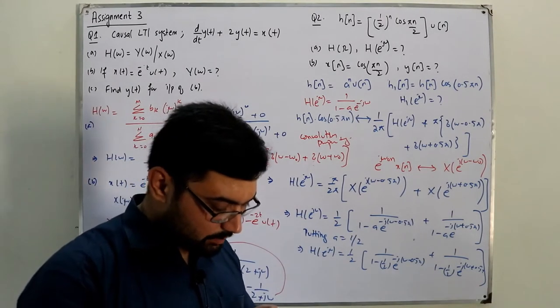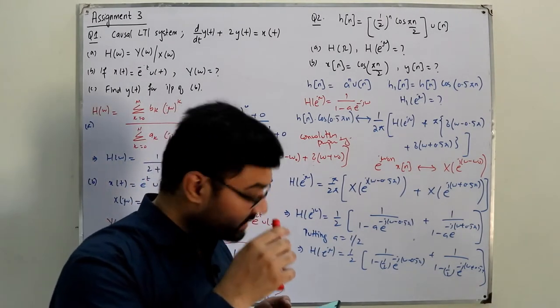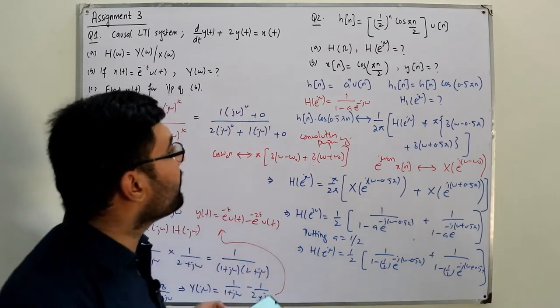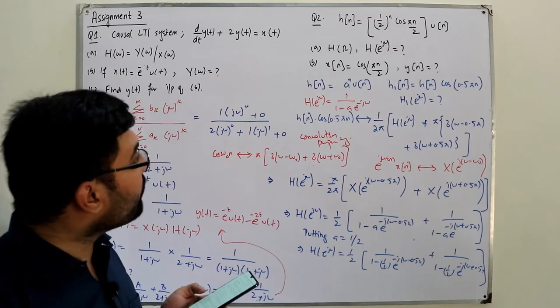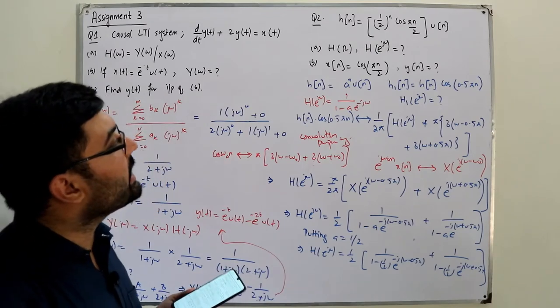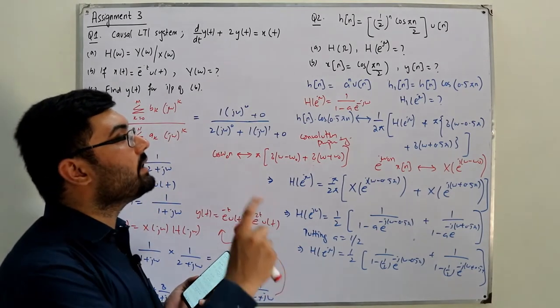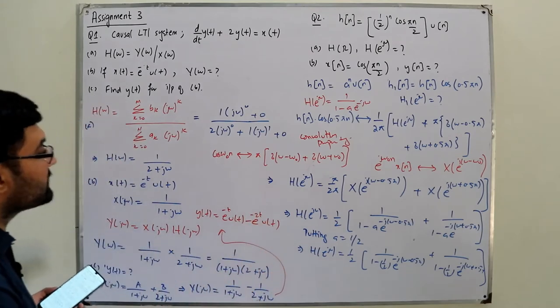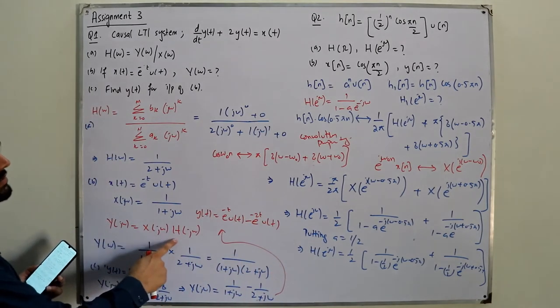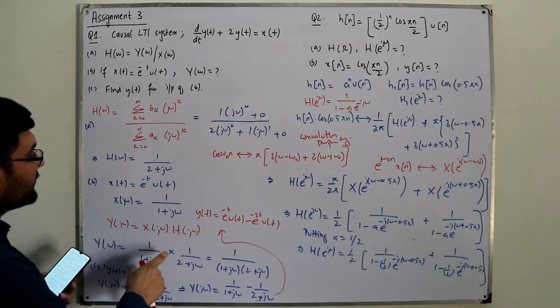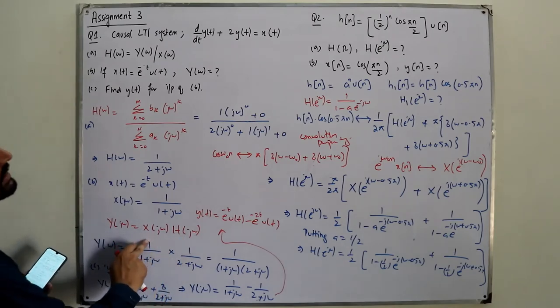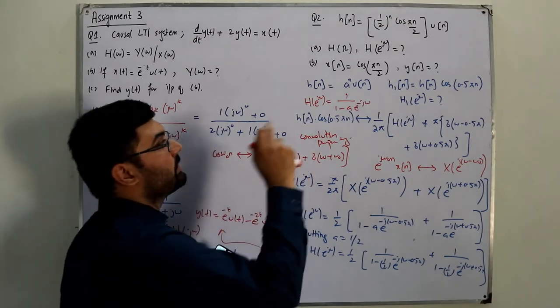Now what do we have for part B? For part B, we need to find y of n. So for y of n, what do we need to do? We need to find Y(e^{jω}). And how do we get Y(e^{jω})? We get it by this formula, X(e^{jω}) times H(e^{jω}). We've already got H, so we need to find X(e^{jω}), and we find it with the use of x of n.